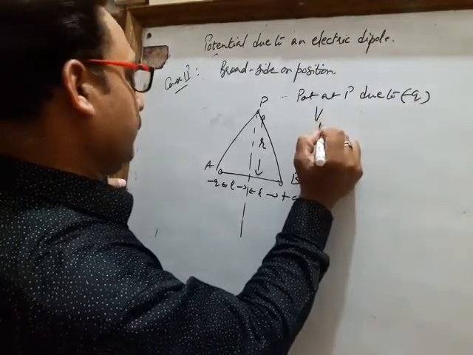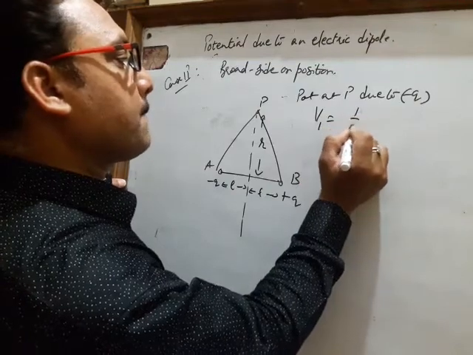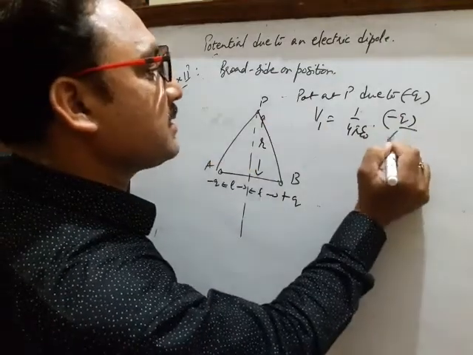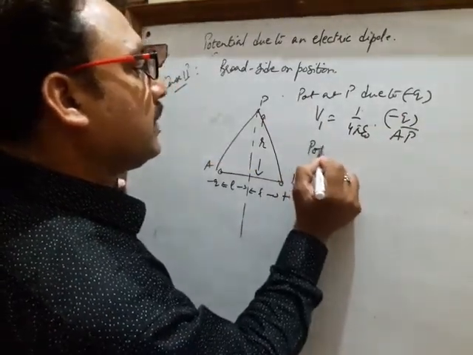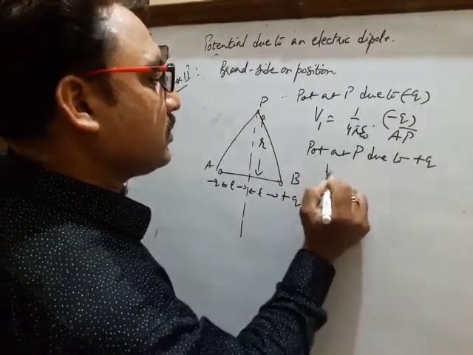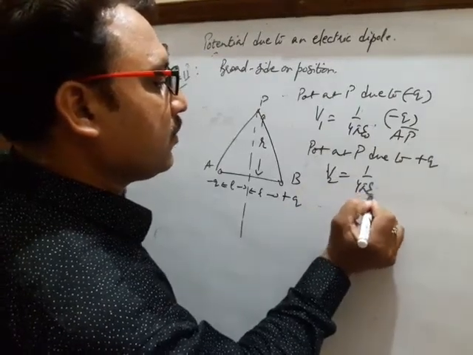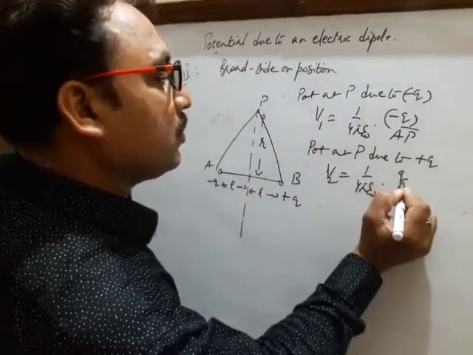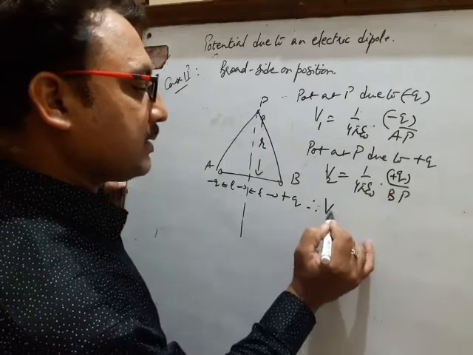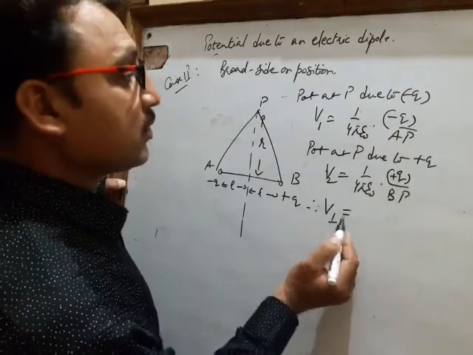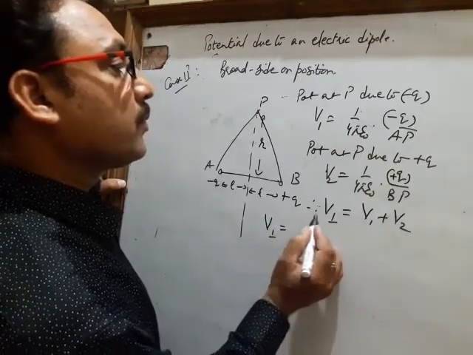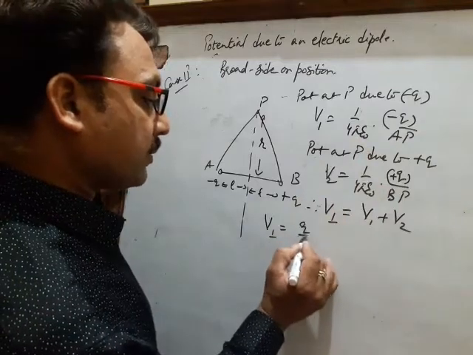This is V1 equal to 1 by 4 pi epsilon naught minus q upon, take this distance as AP. And potential at P due to plus q charge. So you take V2 equal to 1 by 4 pi epsilon naught plus q upon BP. So therefore V resultant, this is the symbol for broadside on position, V1 plus V2. So this will be, you take q by 4 pi epsilon naught common.